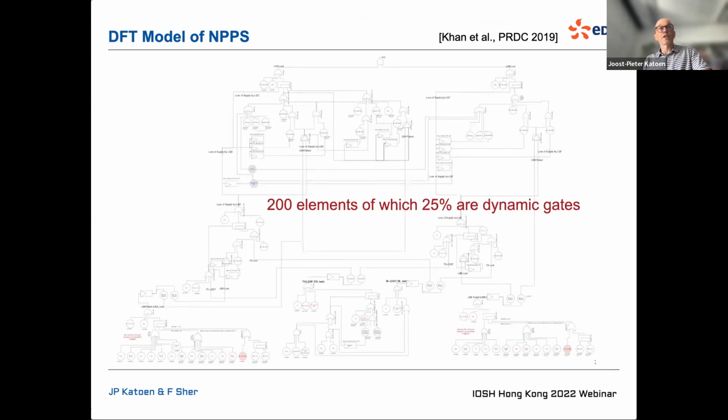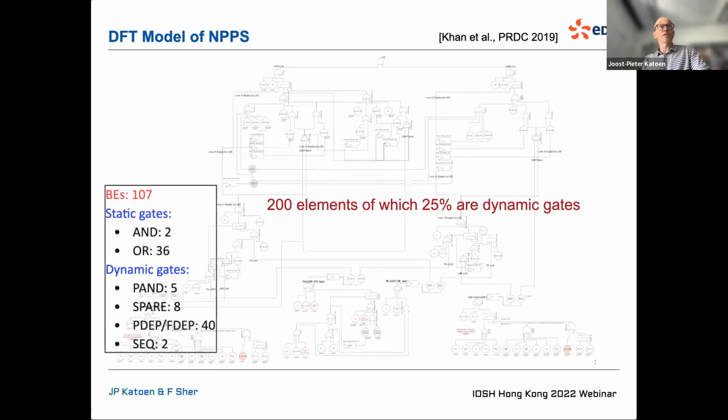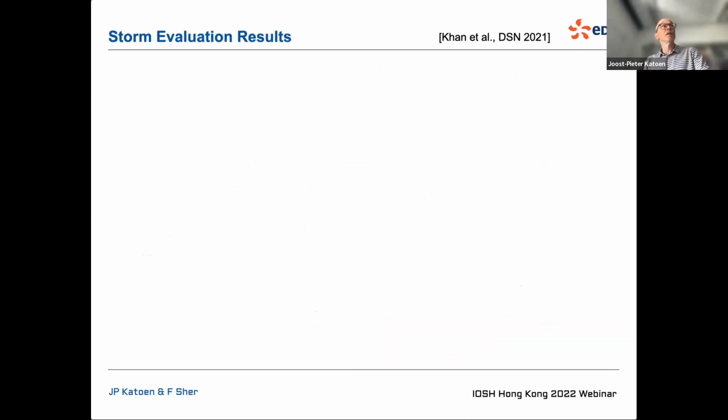It has about 200 elements, the whole tree, and about a quarter of them are dynamic gates. And that I would like to emphasize. So here you see some statistics, maybe that's not so very relevant. But what is very important is the following. This cannot be adequately modeled by static fault trees. There are so many dynamic elements present there, and there's so many common cause failures, temporal orderings, and so forth. You cannot model this by a static fault tree in an adequate manner.